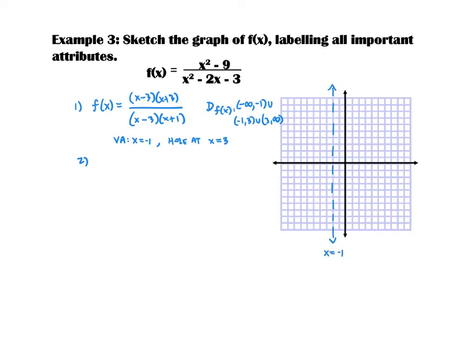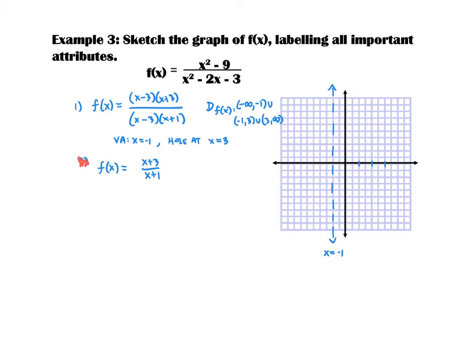And a hole at x equals 3. 1, 2, 3. So now I don't know where the output is for that yet, but I'm going to know in just a minute. So I'm going to simplify f of x. I'm just going to scratch this part out here. So f of x, when reduced, will equal (x plus 3) over (x plus 1).